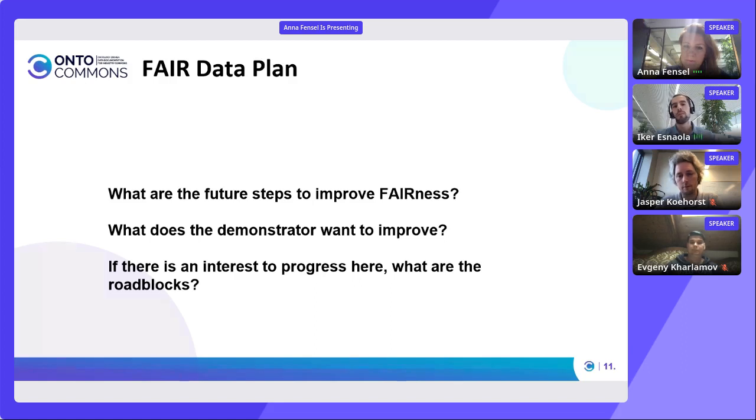Of course, there may be many more things that should be taken into account. But at the end of the day, since it is something that users may not see as directly beneficial for them, unless in the case that Jasper has just commented, we have to provide them with tools and services that are easy to use, and where the effort they have to put into using them is the minimum.